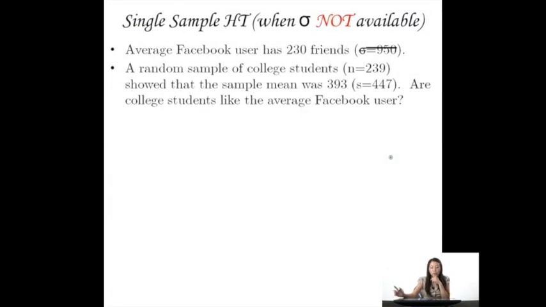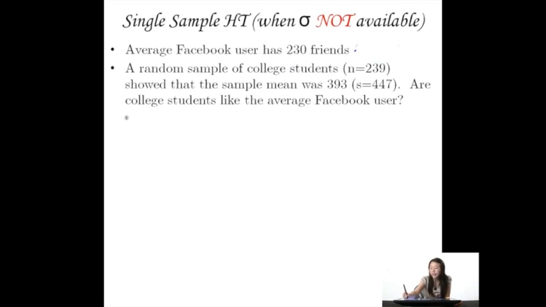Okay, so what about a single sample hypothesis test when sigma is not available? Well, this is the exact same problem, except I have crossed this out, so you can no longer use it. Sorry, bub. It's no longer available to you. Here, what we're going to have to do is estimate sigma. So we're going to have to use S instead of sigma.